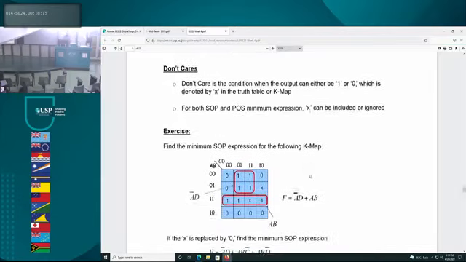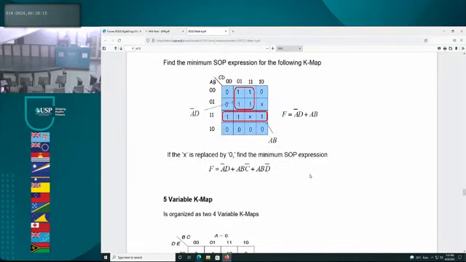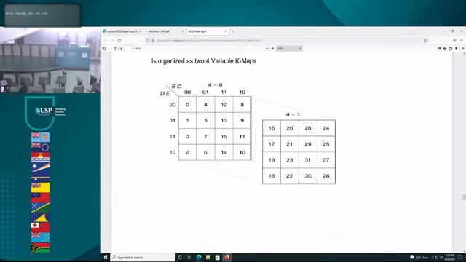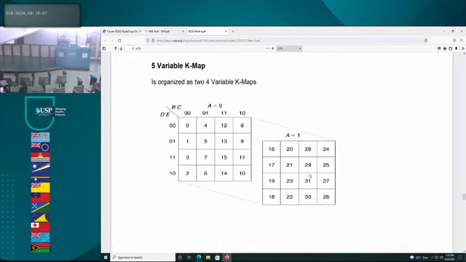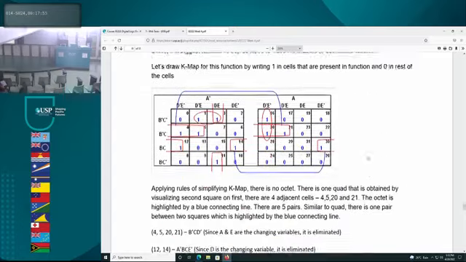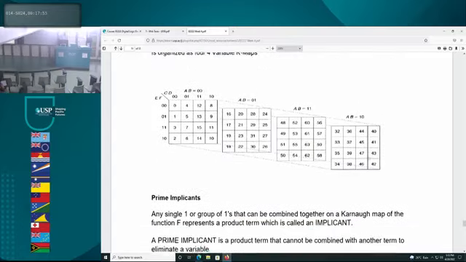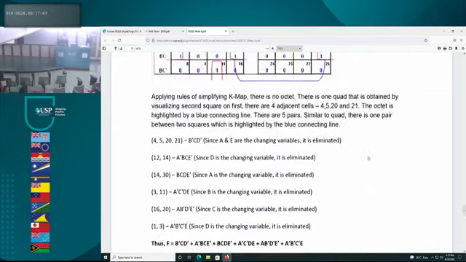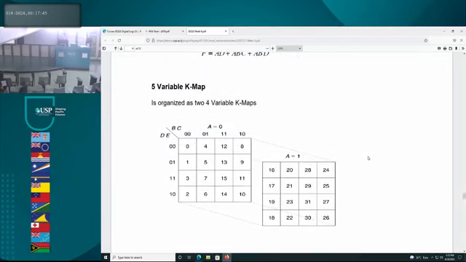Let's have a look at one more. Guys, before we leave this afternoon, in the next 15 minutes, I want to mention another Karnaugh map called the 5-variable Karnaugh map. And similarly, there is something known as the 6-variable Karnaugh map. So, there is a 5-variable Karnaugh map.